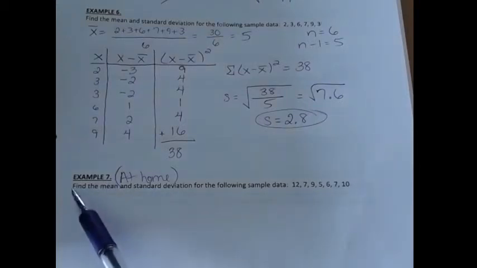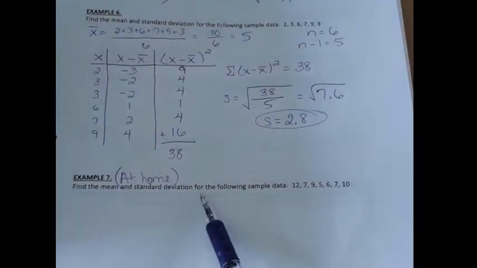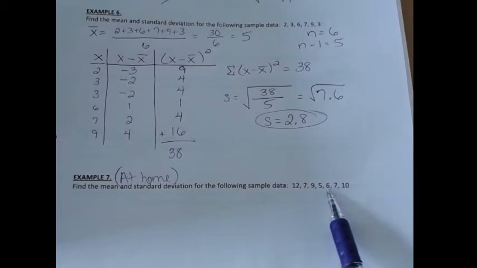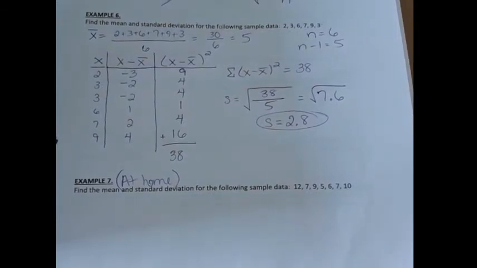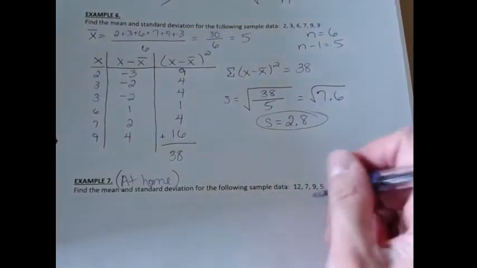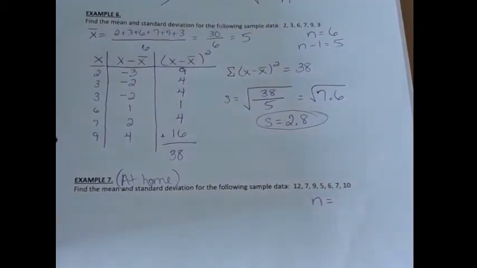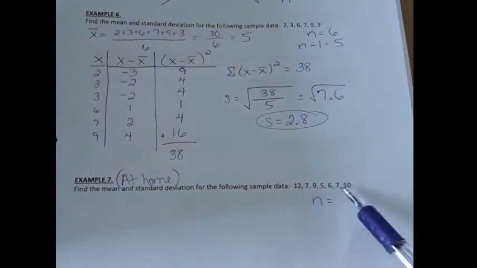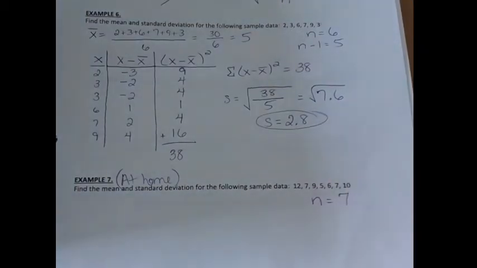For number 7, you also need to find the mean and the standard deviation for the following sample data set. So we have 12, 7, 9, 5, 6, 7, 10. Give that your best shot. Let's see how you do. And just for your reference, consider that n, the number of values in your set, you just have to count how many values. So in this case, we have 1, 2, 3, 4, 5, 6, 7. So n in this case is 7. And I want you to take it from there.